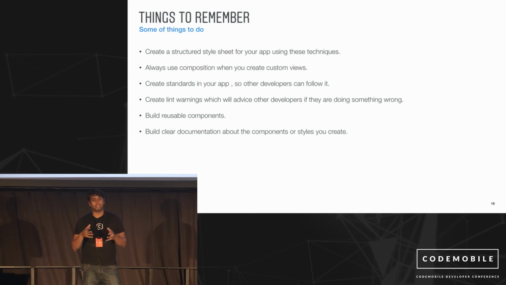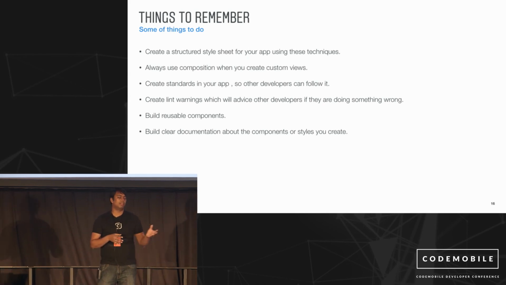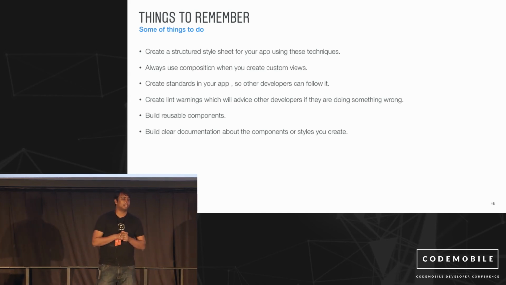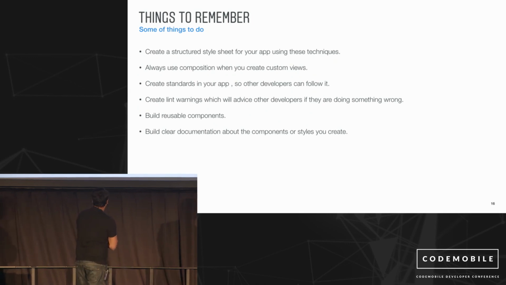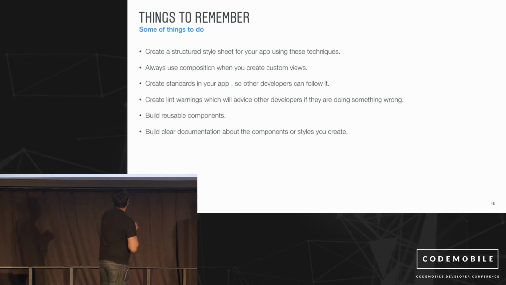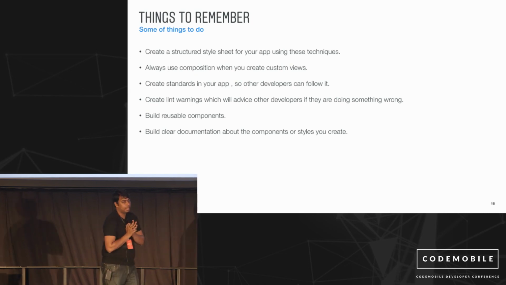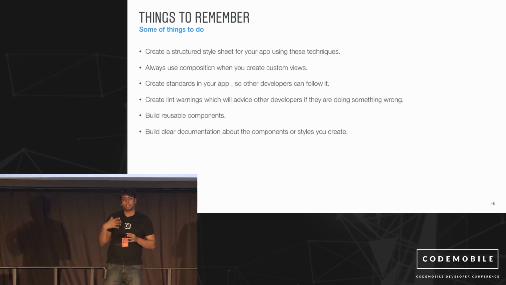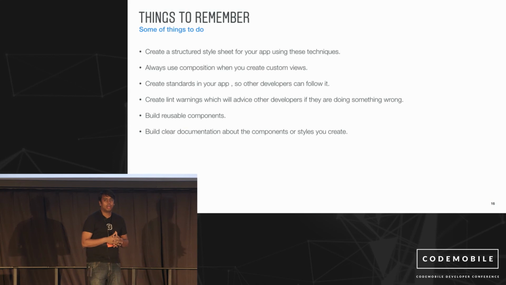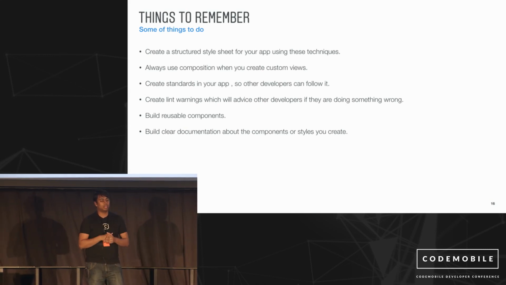Some of those linter warnings would be something like: we see someone creating a custom view, and we throw a linter warning saying, hey, we already have this custom view which can be helpful for you. Why don't you just reuse the same thing rather than recreating it? We tend to do a lot of that. We build a lot of reusable components, and we try to set up clear documentation for most of the things which we do.